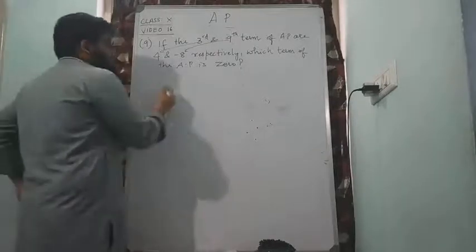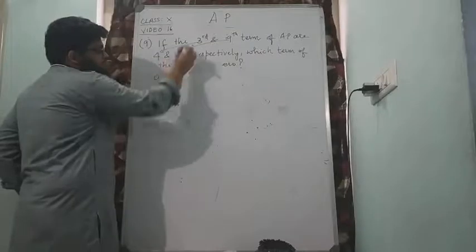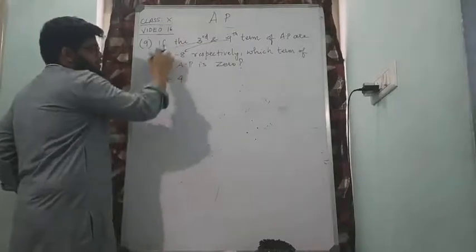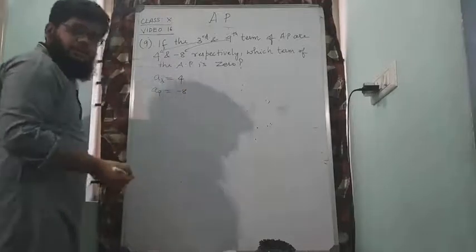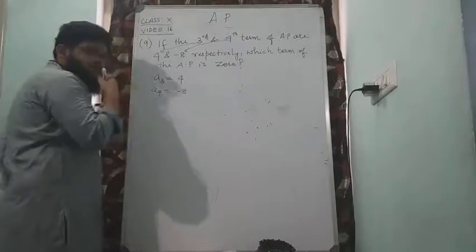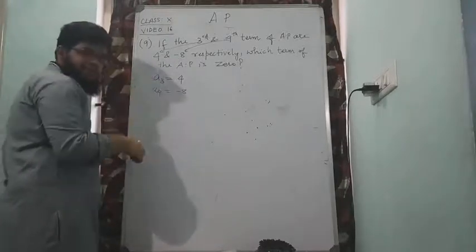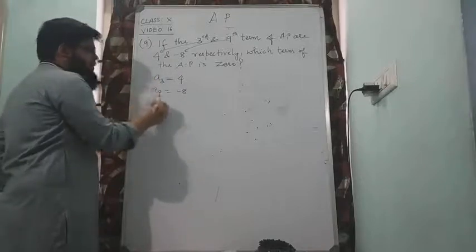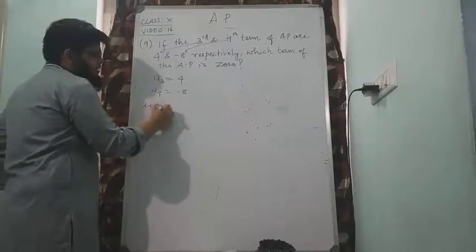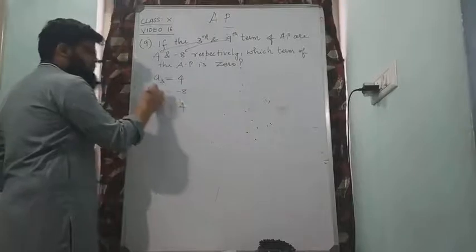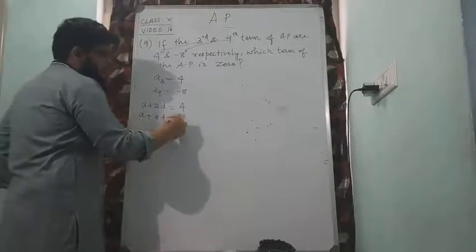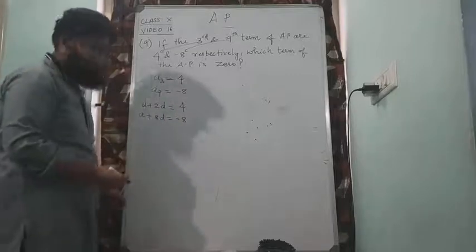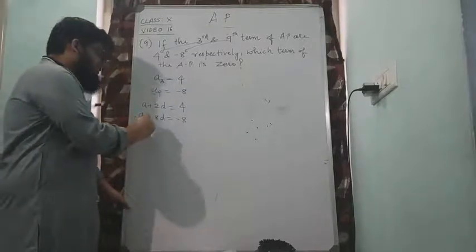So as usual, let us write down what we have. A3 we have as 4, the third term is 4, and A9 we have as minus 8. Let us now first try to convert them into their general forms. A3 can be converted as A plus 2D, which will be equal to 4. And now A9 can be written as A plus 8D, which will be equal to minus 8. Let us perform the elimination method.